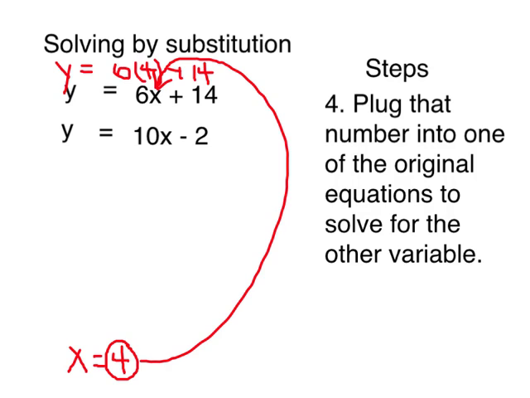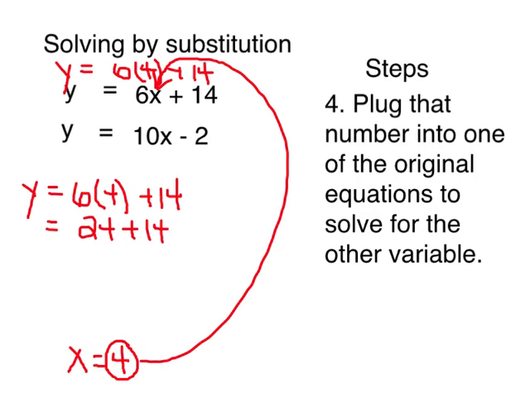So let me do that down here. Y equals 6x, which is 4, plus 14. So that equals 24 plus 14. So that means y equals 38. So what I've just done is I have found out that my answer is the point (4, 38). Remember, x comes before y in my ordered pairs. So I have solved that.